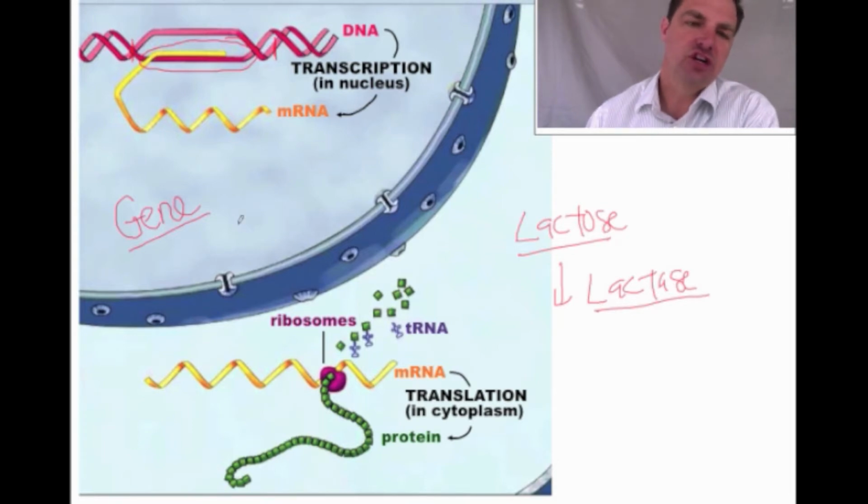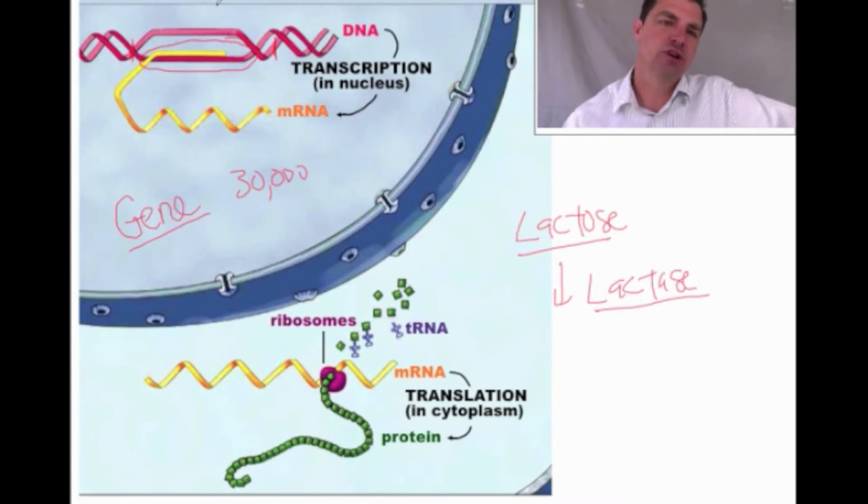Okay, and so in a human, we used to think, maybe originally about 20 years ago, that there were probably something like 100,000 genes in a human, and now we think it's more on the order of 30,000 genes in a human, somewhere in there. So what we're going to do is talk about two different parts as we talk about this, and that's called transcription and translation.